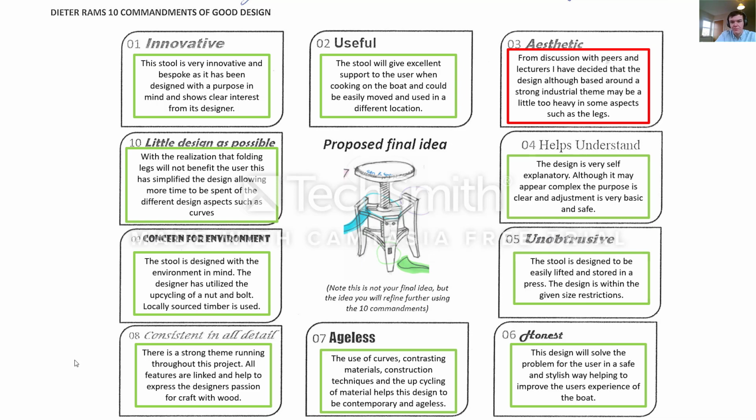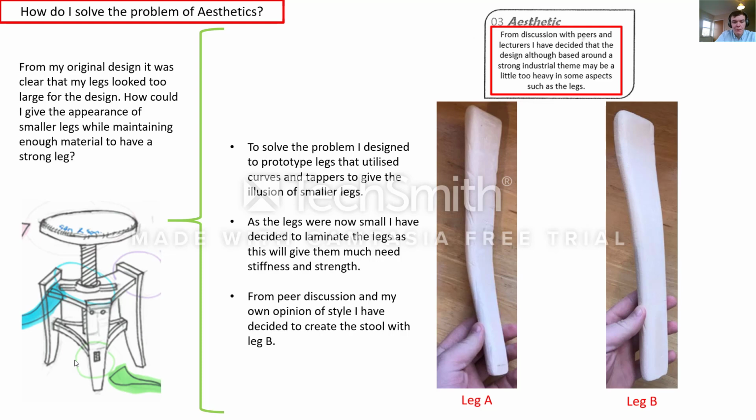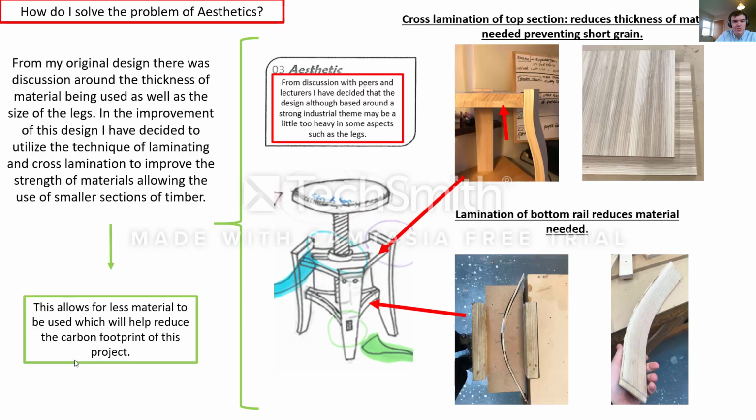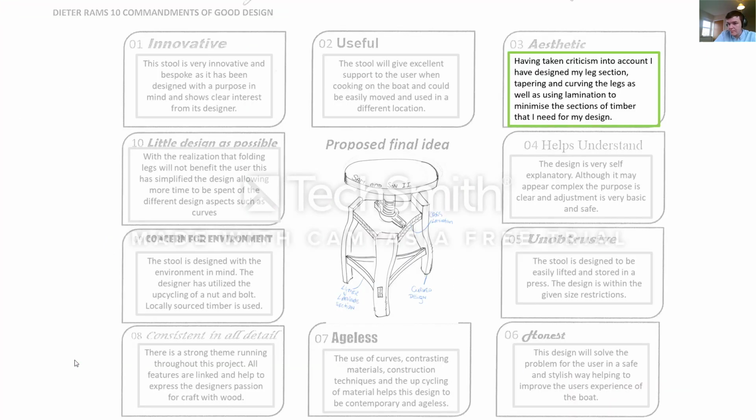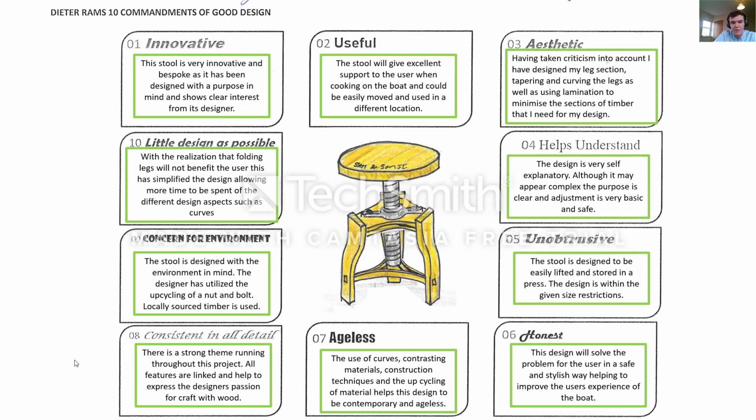Design aesthetics, clear there. The problem was the aesthetics of the legs. How was I going to solve that? I modeled up a few different things using curves for an illusion. This is important. Use of lamination to reduce cross sections of timber meant that I was being more environmentally friendly. I was using less timber and reducing the carbon footprint of the project. Okay, aesthetics is sorted out for me now. All looks good. Ready to start making.